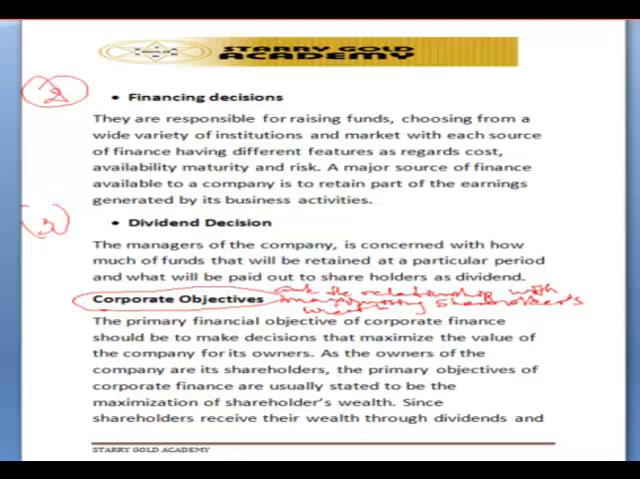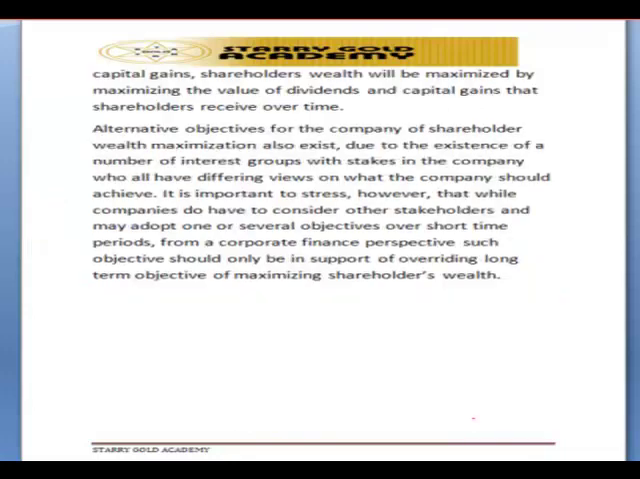You should know that the owners of the company are shareholders, and the primary objective of corporate finance is usually stated as maximizing shareholders' wealth. Please take note of this. The primary objective of corporate finance is to maximize shareholders' wealth. When is shareholders' wealth maximized? When they receive dividend, very important, and capital gains. When they receive dividend and capital gains, shareholders' wealth will be maximized. Please take note of that.